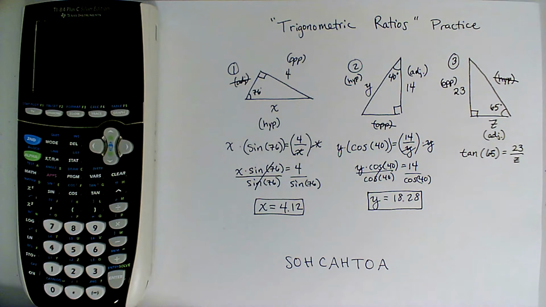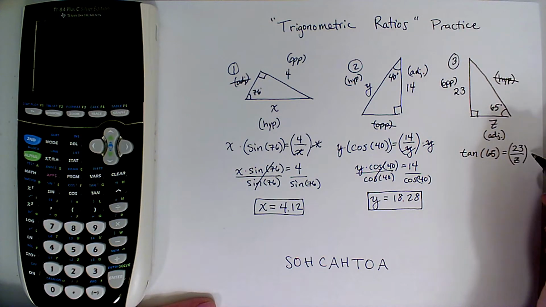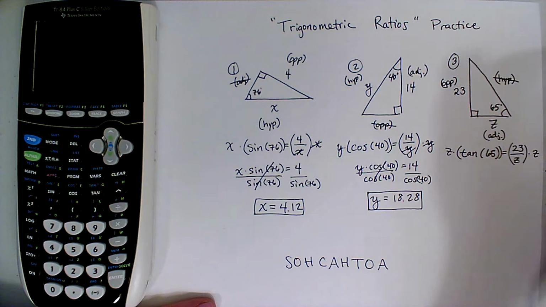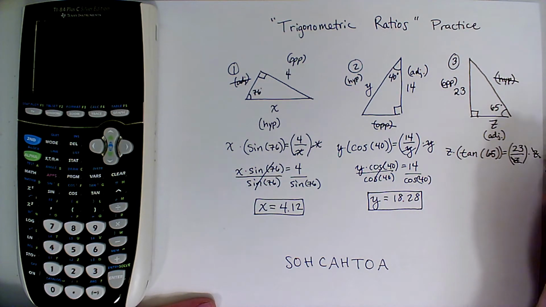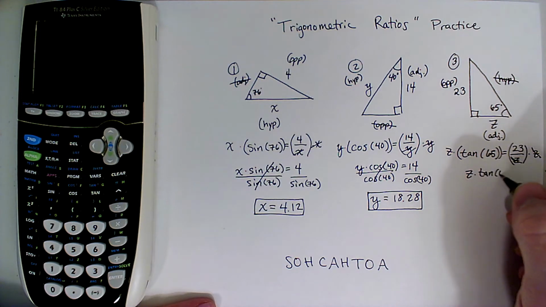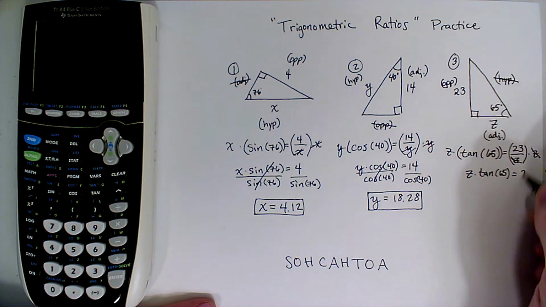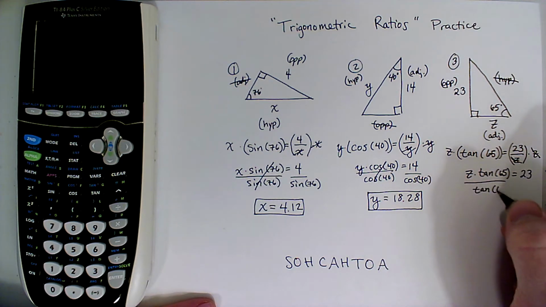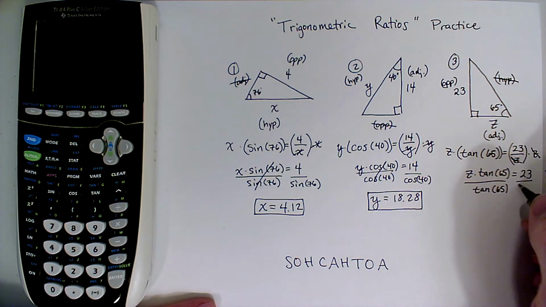over z. And I'm going to set this up exactly like I did the other two equations. I'm going to multiply both sides by the variable on the bottom. So I'm multiplying both sides by z. That cancels the z's out. I'm going to be left with z times tan of a 65 equals 23. And then I can divide both sides by tan of a 65. And that's what's going to go directly into your calculator.